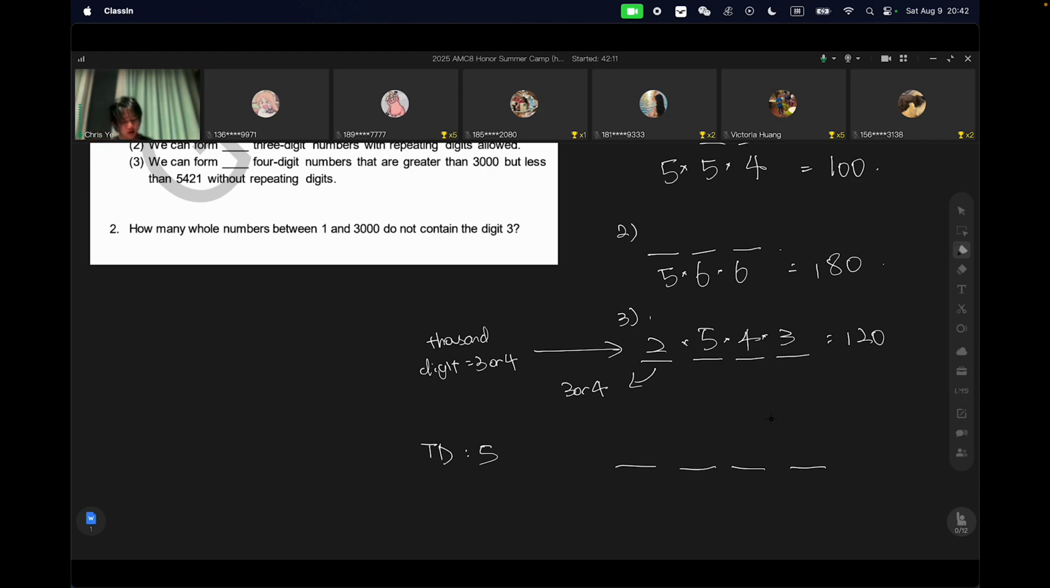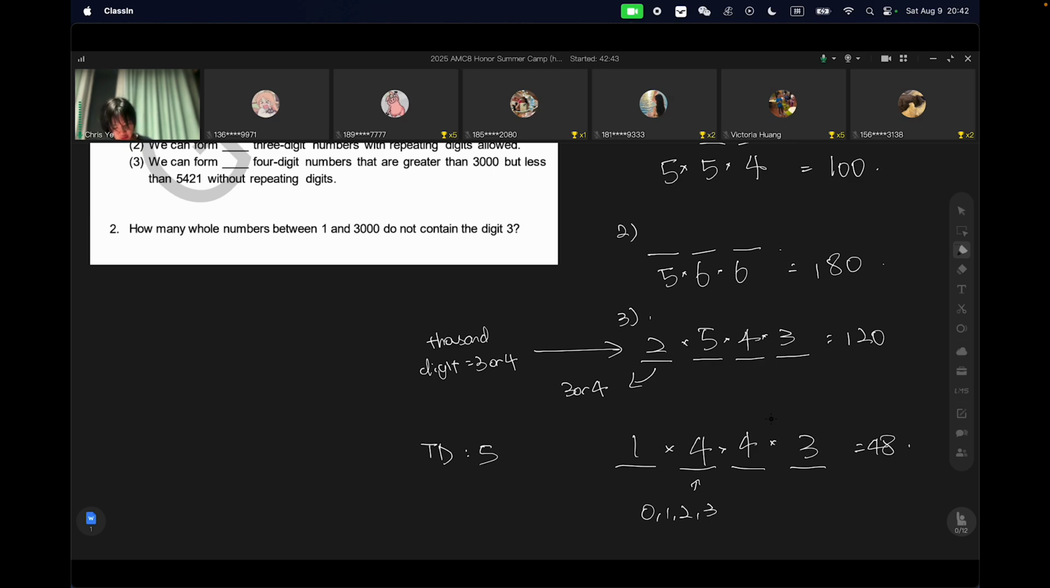So the first one will be 5. There's only one choice for the first digit. Then this 100 digit can be 0, 1, 2, or 3. Then there are 4 choices. And for the rest, there are no requirements, so we just have to ensure they don't repeat. It's going to be 4 times 3 again, equals 48.